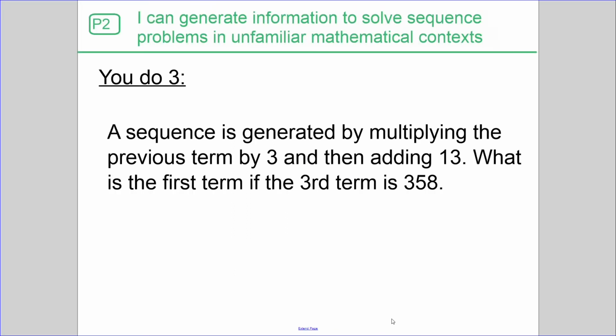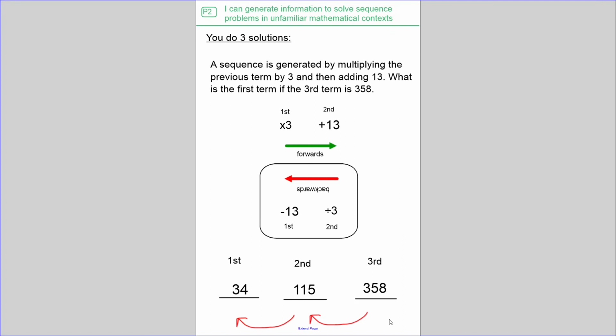Here's another question for you to try. You will notice that there's no support for this question available. Pause the video here. Here's the solutions. Make sure that you self-assess your work. So as you can see, we are multiplying our previous term by 3, then adding 13, and our third term is 358. So when we're going forwards, we're multiplying by 3, then adding 13. And if we're going backwards, we're going to subtract 13, then divide by 3.